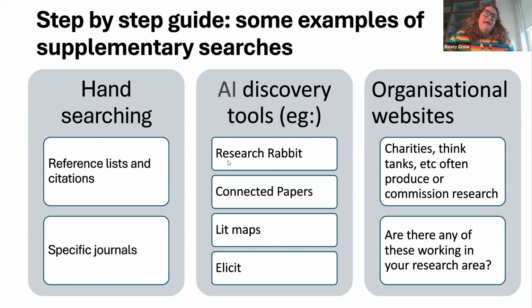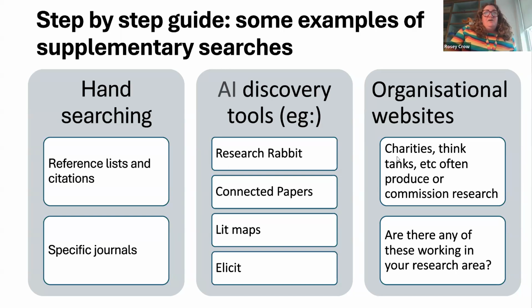The more up-to-date version of that would be AI discovery tools. Maybe you already use these, maybe you're already comfortable with them. You can't use them for the systematic part of your search, but you could include them as a supplementary search and see if they bring back any results that weren't in your original searching.